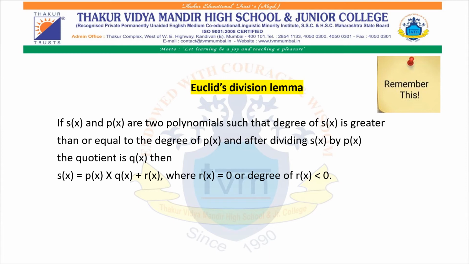Euclid's division lemma. If s of x and p of x are two polynomials such that degree of s of x is greater than or equal to the degree of p of x, and after dividing s of x by p of x, the quotient is q of x, then s of x is equal to p of x into q of x plus r of x, where r of x is equal to 0 or degree of r of x should be smaller than degree of p of x.